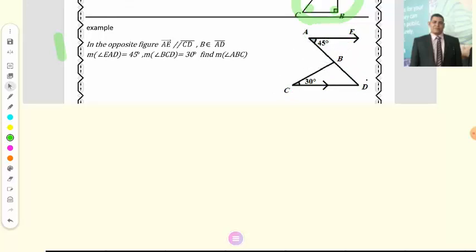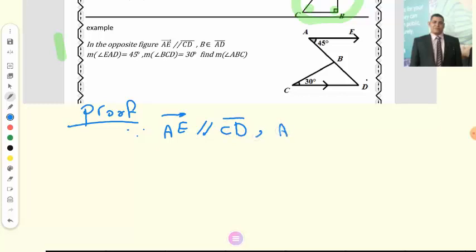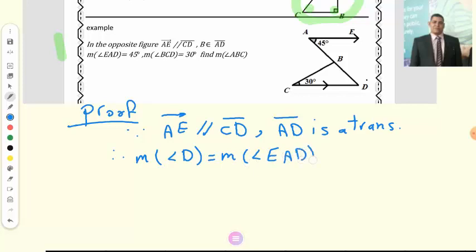So we can write the proof of this example. Since ray AE is parallel to line segment CD and line segment AD is a transversal, then measure of angle D equals measure of angle EAD, which is equal to 45 degrees.